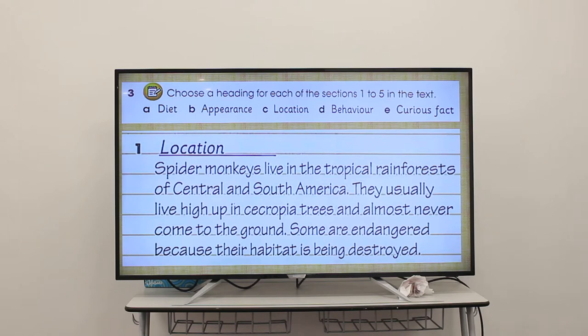Spider monkeys live in the tropical rainforests of Central and South America. They usually live high up in Cecropia trees and almost never come to the ground. Some are endangered because their habitat has been destroyed.